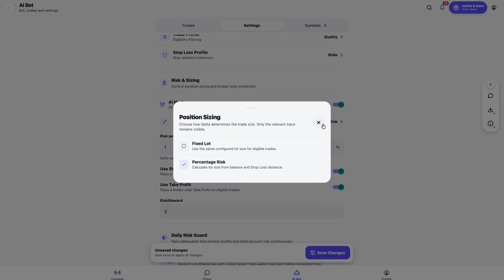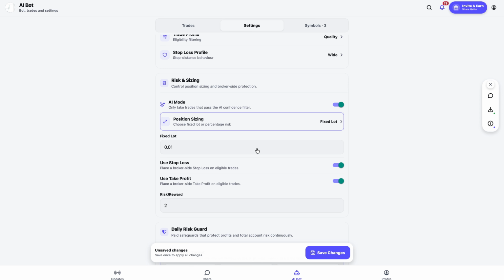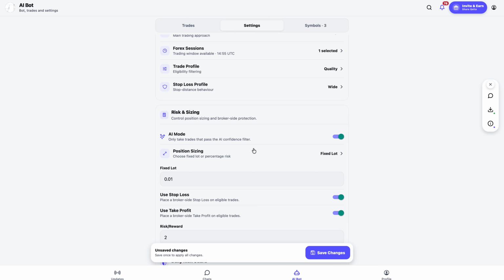And then on position sizing, you can use your fixed lot or your percentage risk. So on fixed lot sizes, this is where you input your normal lot sizes, which can be 0.01, 0.05, 0.10 according to your account balance. So if you have an account that is below $100, that will go for 0.01, which is the minimum lot size which you can use.